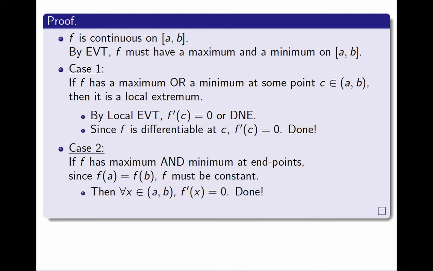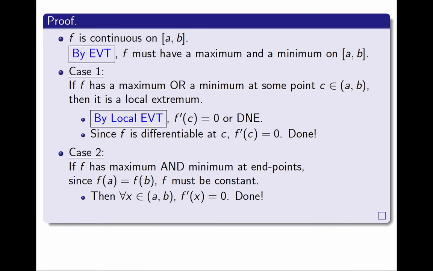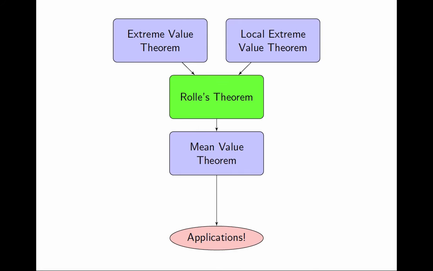I will finish with some remarks. First, notice the parts I just boxed in red. I have used all three hypotheses in the proof. This is good because I knew the theorem would not be true without them. Second, notice the parts I just boxed in blue. I have used the extreme value theorem and the local extreme value theorem in the proof.